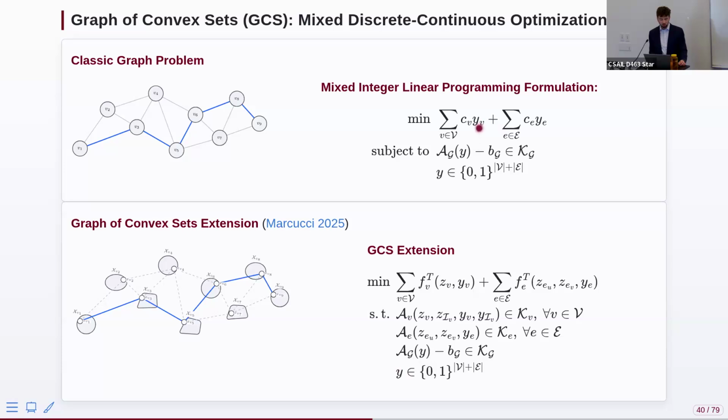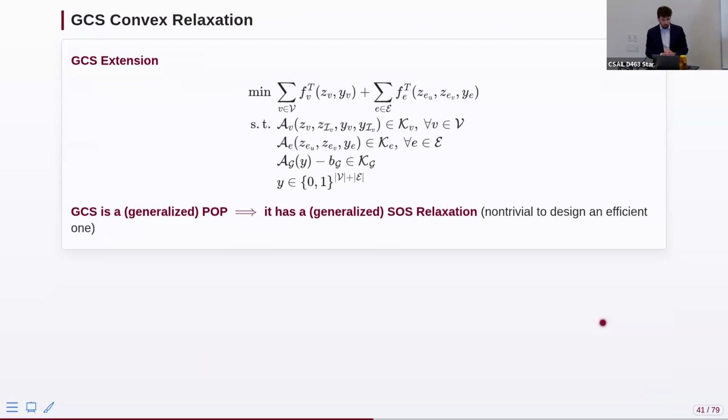And the cost, all we've done is extend it to be continuous functions of new variables. And the thing that Tobia does to extend it is basically you add a convex program at every vertex and a convex program at every edge. So there are a lot of symbols here, but the key takeaway is that the graph of convex sets extension is a generalized polynomial optimization problem.